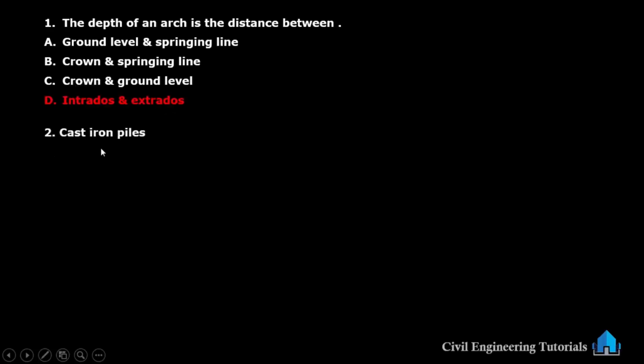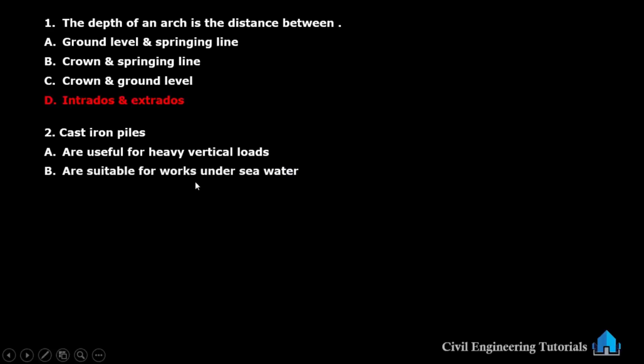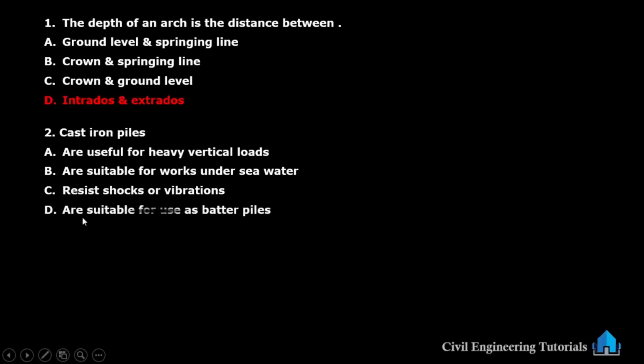Next question, cast iron piles. Option A, are useful for heavy vertical loads. Option B, are suitable for works under seawater. Option C, resist shocks or vibrations. Option D, are suitable for use as batter piles. So the answer is option A, are useful for heavy vertical loads.